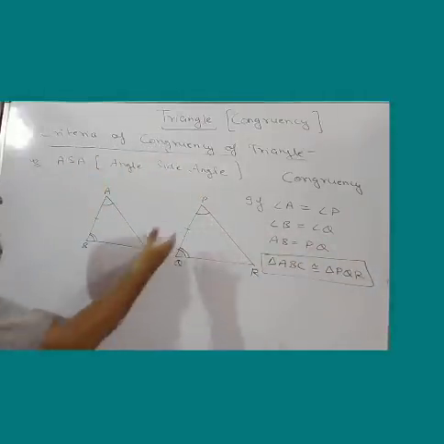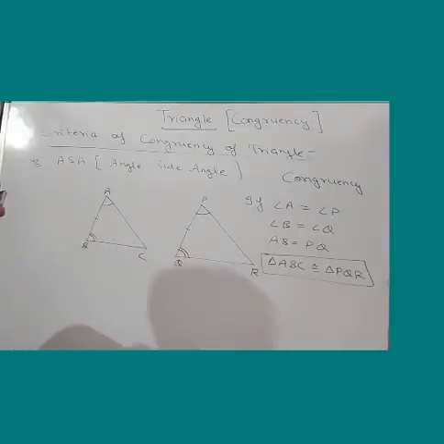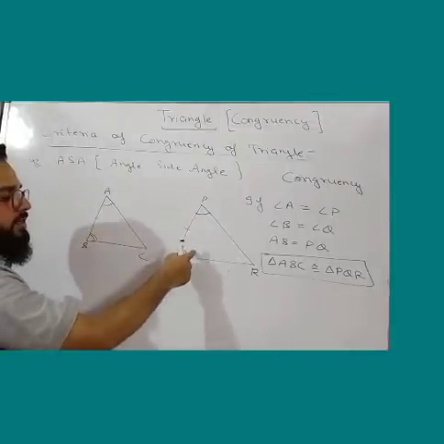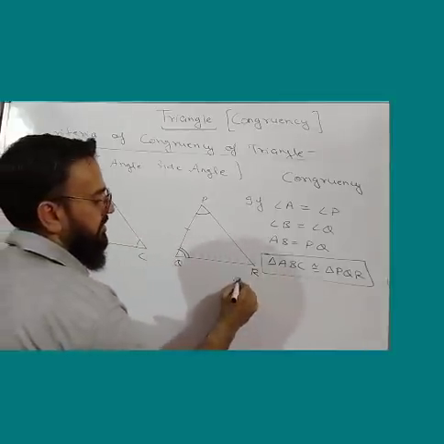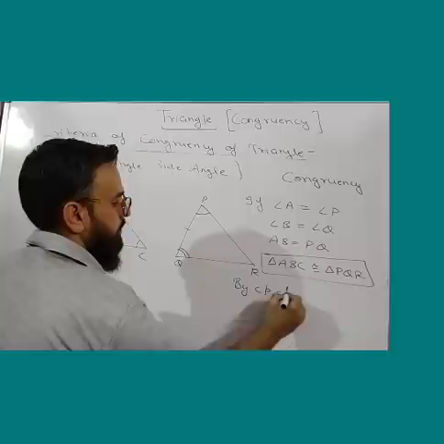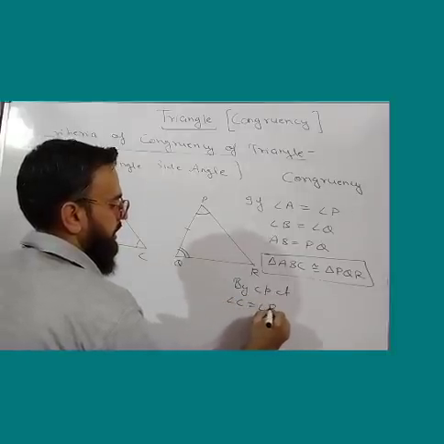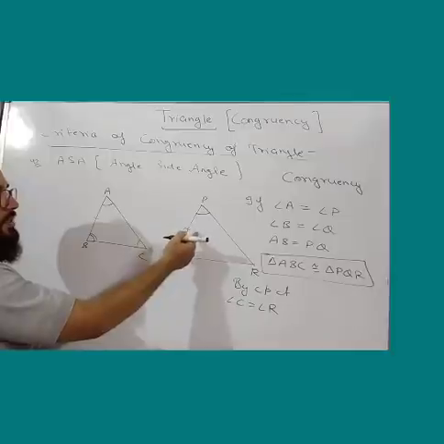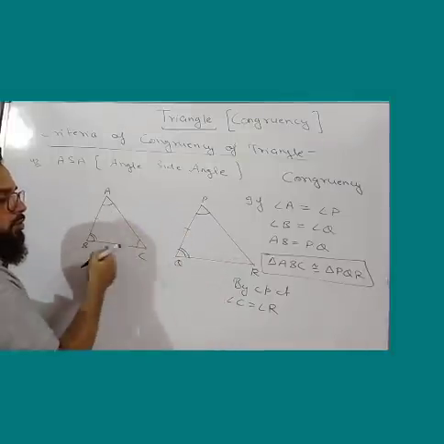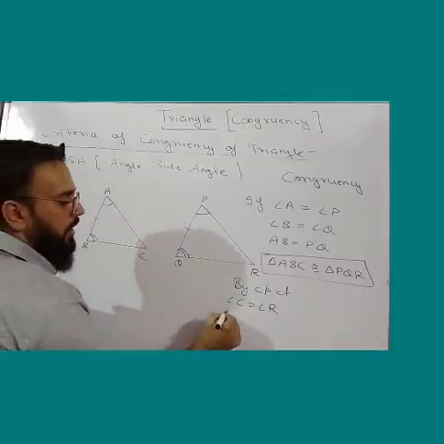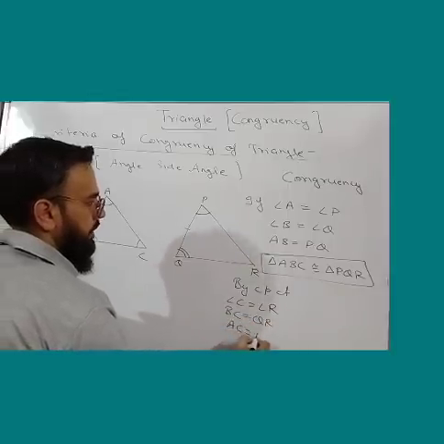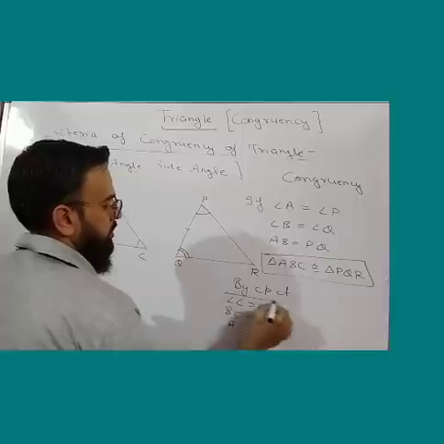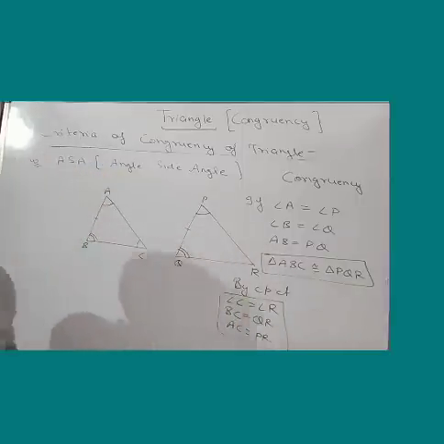Again, it means they will superimpose on each other. So what will happen? These two angles are already equal. Now the third angle is C and the corresponding angle to C is R. So we will write by CPCT, angle C will be equal to angle R. These sides are congruent, these sides are equal. So the remaining side BC will be equal to QR and AC will be equal to PR. This condition will also hold by CPCT. So this is our fourth criteria.